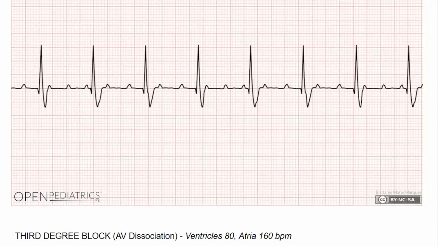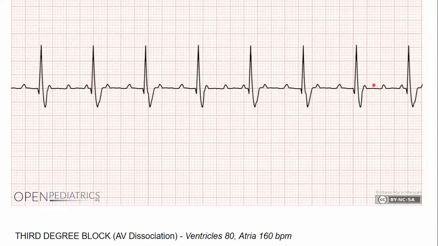So what we were doing last time was looking at AV dissociation, third degree heart block. And again, last time we said, here's a rhythm. The ventricular rate looks pretty good. You think, oh wow, it's not too bad. But then you see all these P waves down here and you think, oh, another headache.